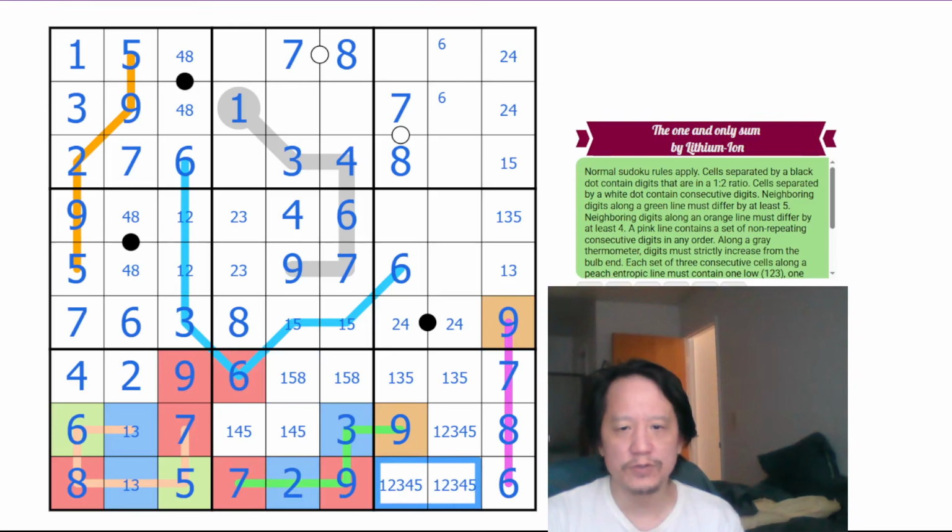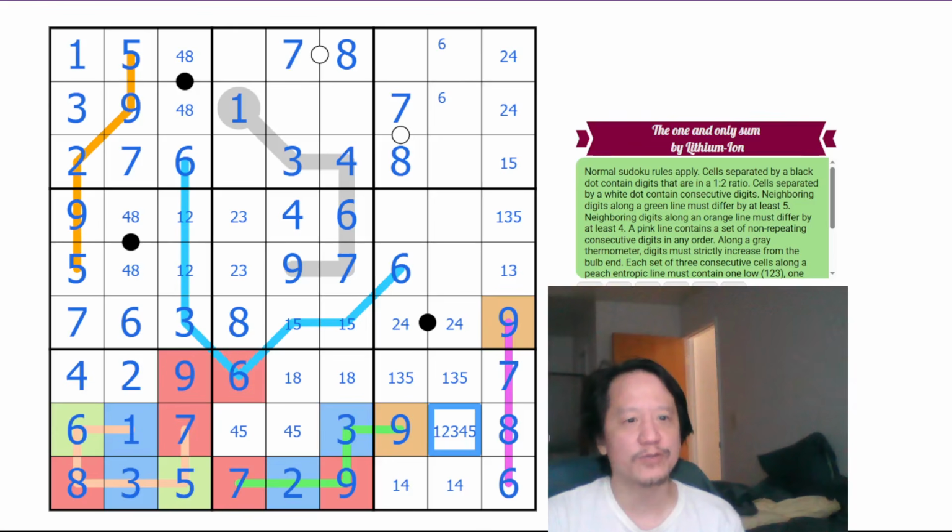2 eliminates 2 in the rest of this row here. 5 eliminates 5 in the rest of this row here. 3 eliminates 3 here, so that's 1 and 3. No more 3 here. It's a 1-4 pair. 1 eliminates 1 here, so it's a 4-5 pair, which eliminates 4-5 in the rest of the box.